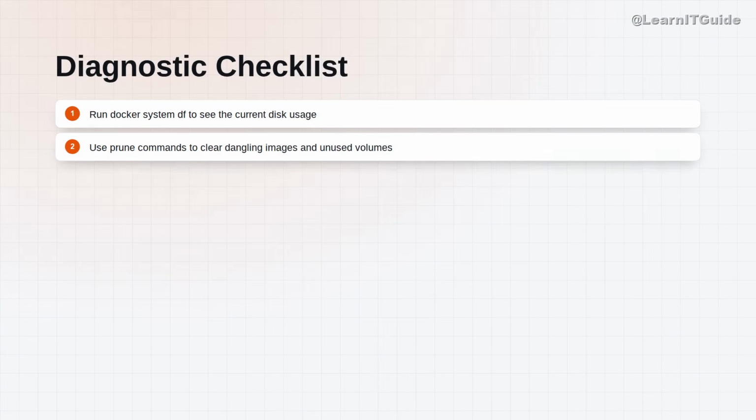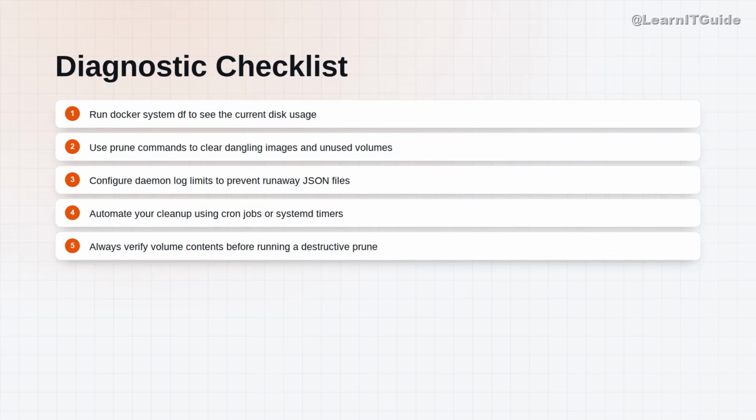You now have a complete diagnostic toolkit. Remember to run the system disk usage command first to see where the bottleneck is. Always prioritize pruning dangling images and unused volumes to reclaim space immediately. Configure those log limits to stop the bleeding. Automate the cleanup process with a cron job to keep your disk usage healthy. And finally, always perform a sanity check on volume contents before running any delete command. Take a moment to review each point shown on screen.